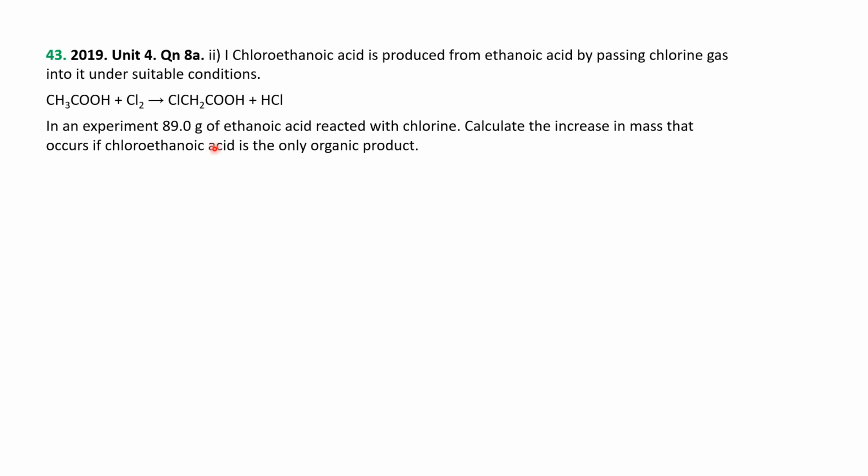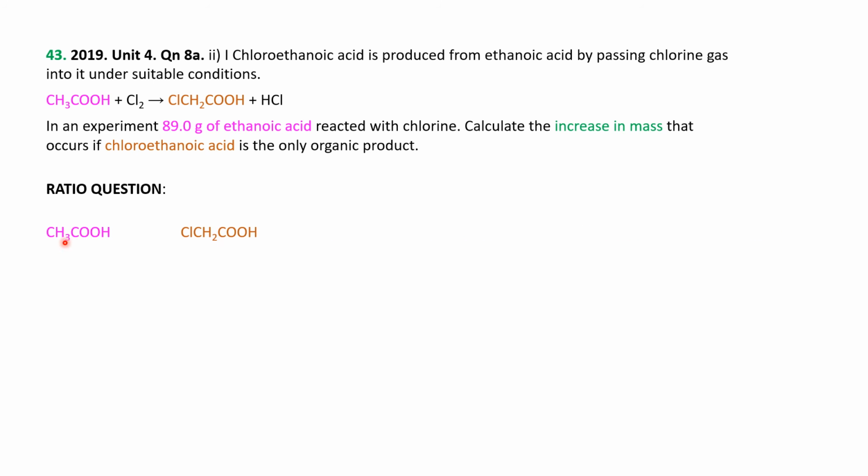So we could have done a roadmap. We could do 89 grams of ethanoic acid. That would be the grams of A, convert that to moles of ethanoic acid, convert that to moles of the chloroethanoic acid, which we would then convert to grams, and then we could calculate the increase in mass. Or, because it's a nice one-to-one relationship, and we're essentially relating ethanoic acid to an extremely similar species, chloroethanoic acid, we can set it up as a ratio question.